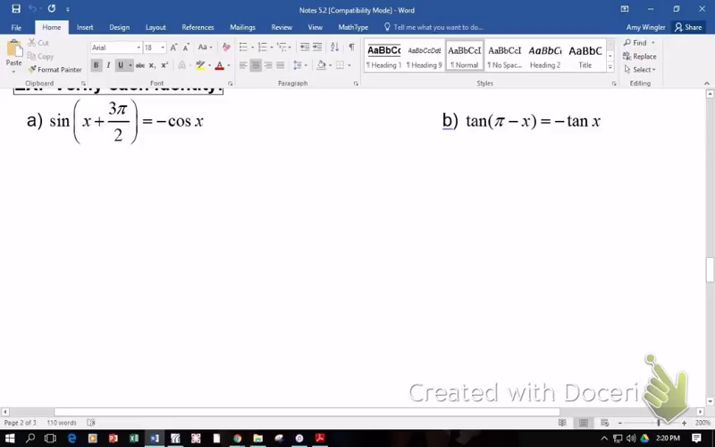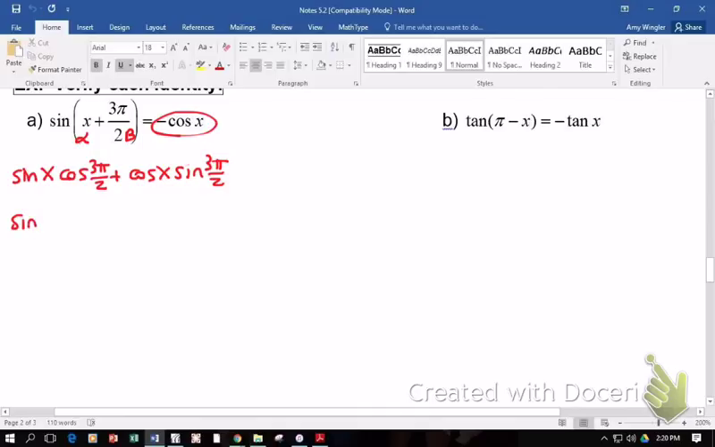These next two examples we're going to verify. Remember, when we verify, we have to verify that one side equals the other. This is the sum formula for sine. X is my alpha, 3/2 pi is my beta. So I'm changing the left side. I'm going to make it the sine of alpha, which is x, times the cosine of beta, which is 3 pi over 2, plus the cosine of alpha, which is x, times the sine of beta, which is 3 pi over 2. I'm trying to show that this side equals negative cosine of x.